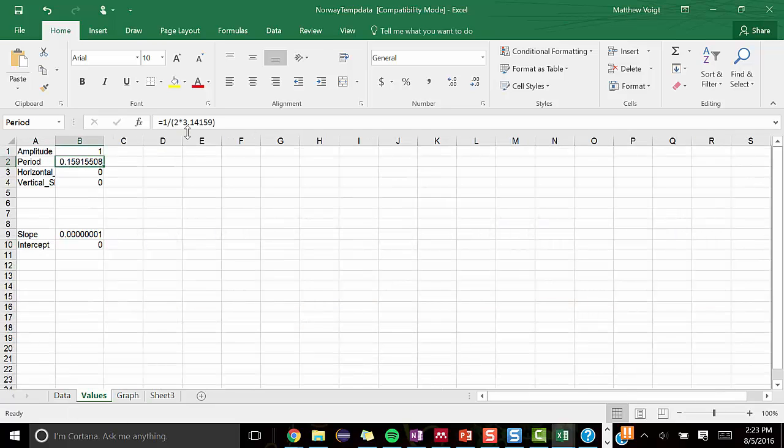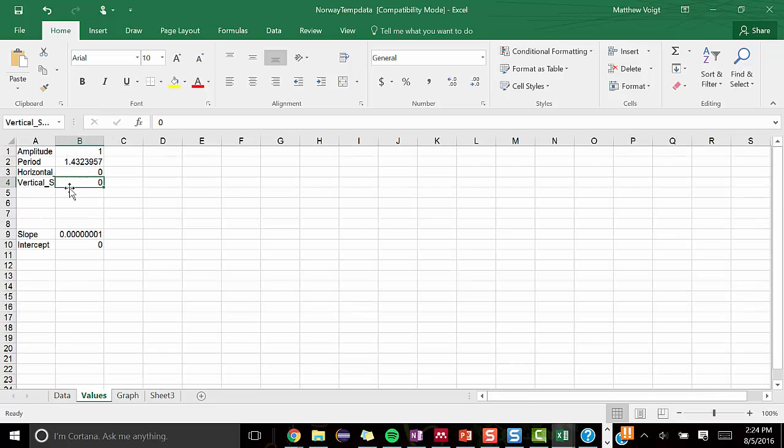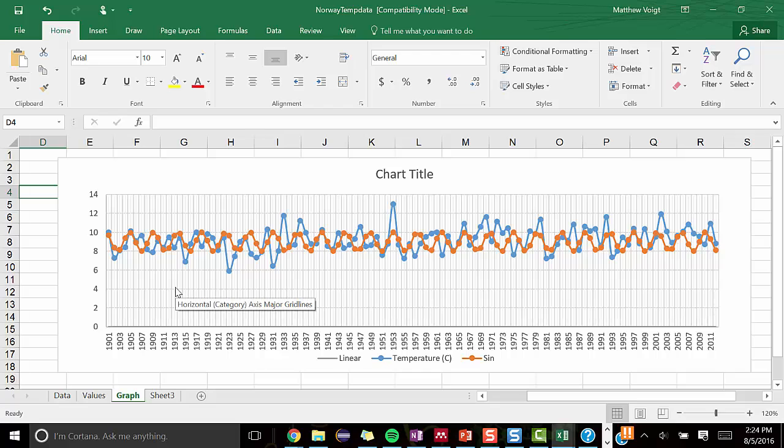So I can go here and say, well, the period, remember, is 9 divided by 2 pi. That'll actually give me my period. So now we can go back to my graph and, okay, now I've changed my period. Now every 9 years we're fluctuating. But it looks like I need to do a vertical translation, a vertical shift up to, let's say, 9 degrees. So if we go back to my values, now let's say a vertical shift to 9 degrees. Now the sinusoidal function is a closer match to my data.